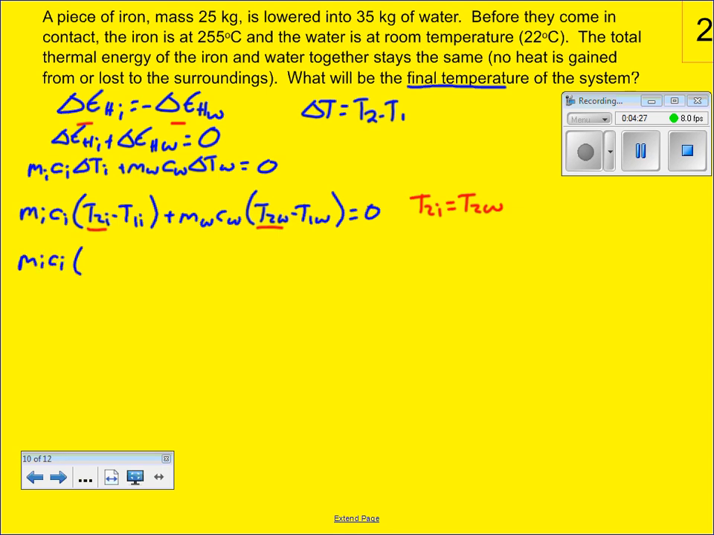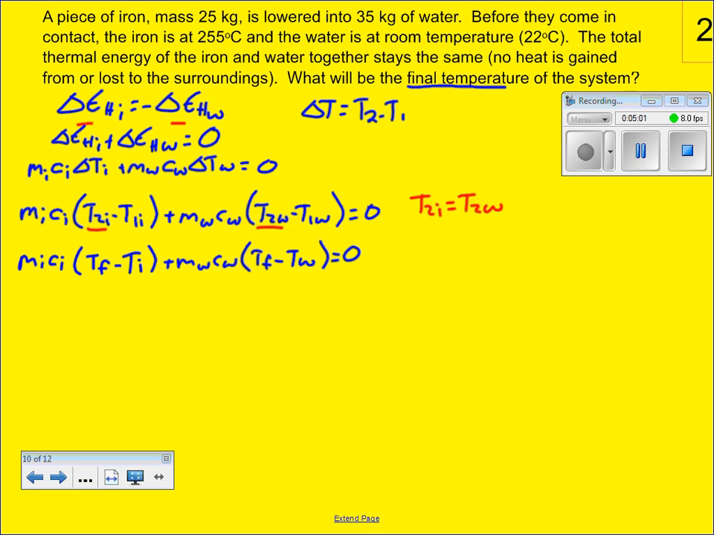M_I C_I (T_F minus T_I), where T_I is the initial temperature of the iron, so T1, plus M_W C_water (T_F, notice that I made it the same, minus T_W, the initial temperature of the water). Now you don't have to go through all of these steps. The first couple times you do it, you should start here. But once you're comfortable with it, you can usually start further down in the equation, depending on what you know of the problem.